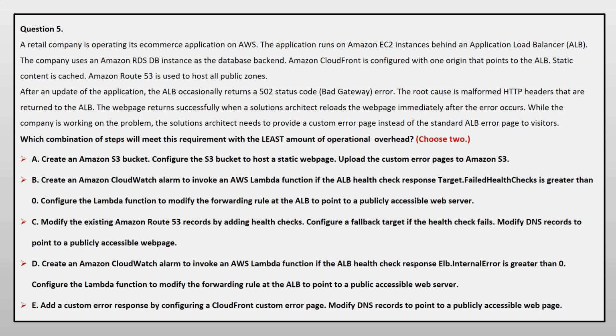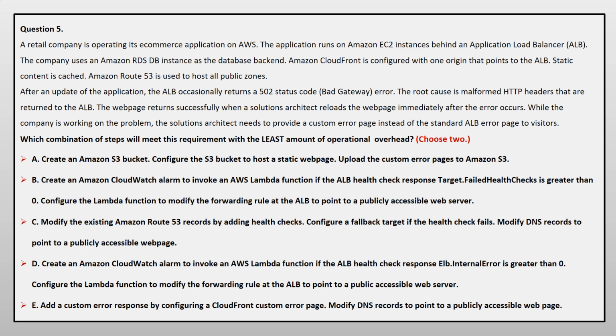After an update of the application, the ALB occasionally returns a 502 status code, bad gateway, error. The root cause is malformed HTTP headers that are returned to the ALB. The web page returns successfully when a solutions architect reloads the web page immediately after the error occurs. While the company is working on the problem, the solutions architect needs to provide a custom error page instead of the standard ALB error page to visitors.